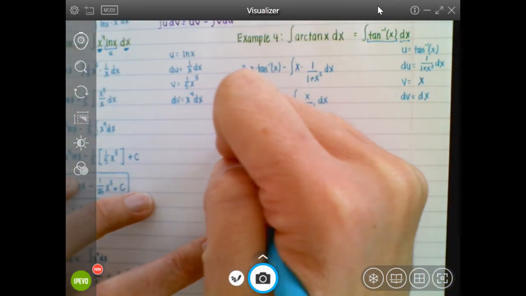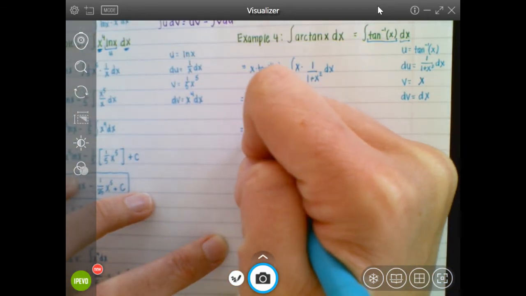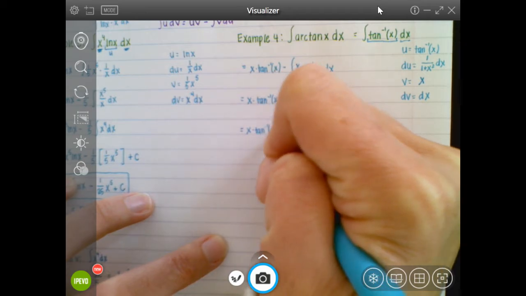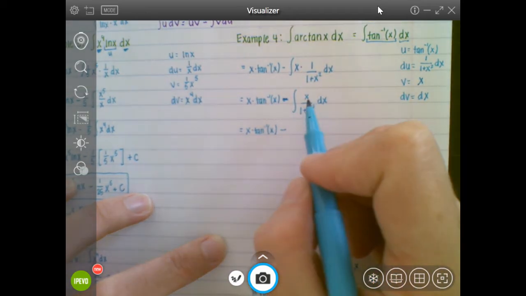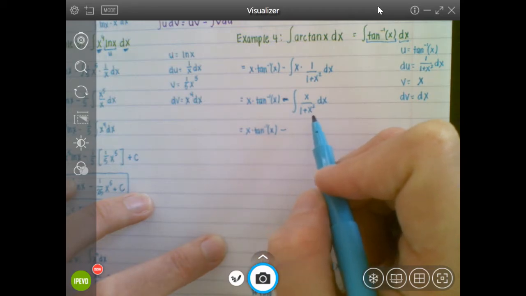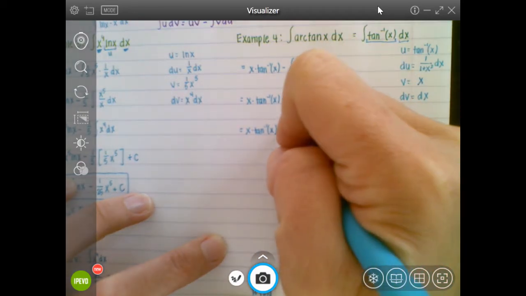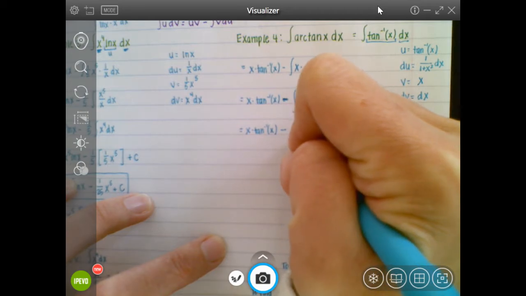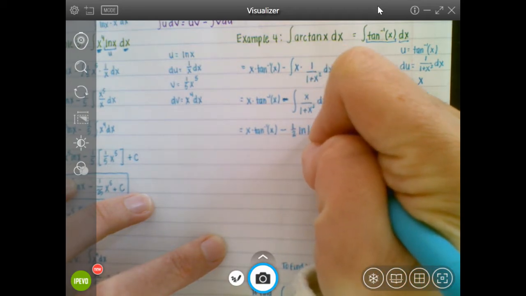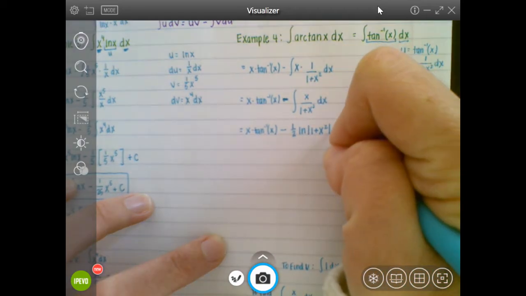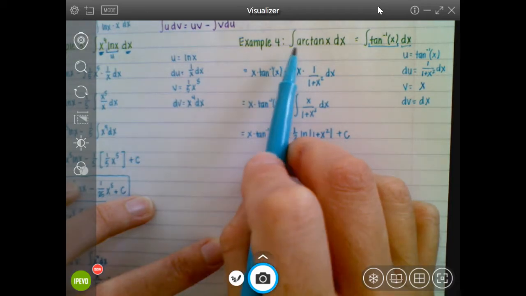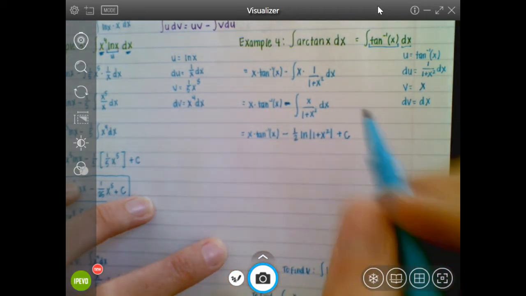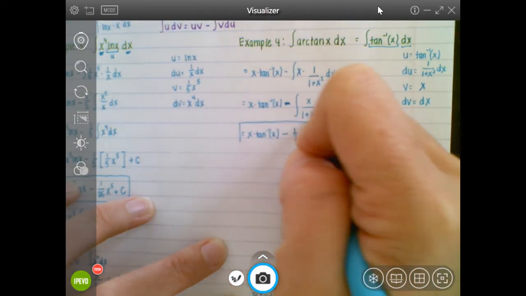So I'm going to pull down that x times the tangent inverse, minus, and the integral of x over 1 plus x squared is actually 1/2 ln of 1 plus x squared. And then I'm going to put a plus c here. So that would be the integral of the inverse tan function.